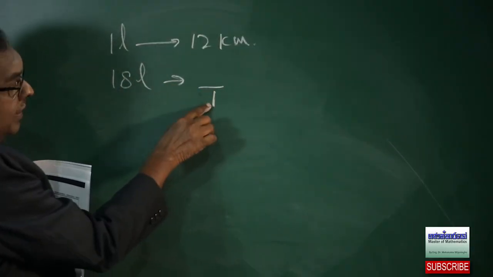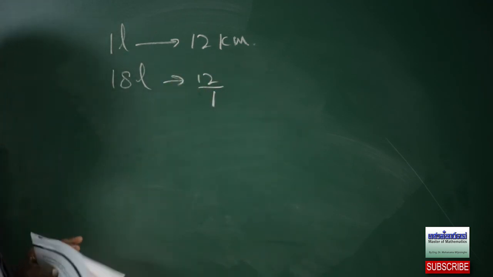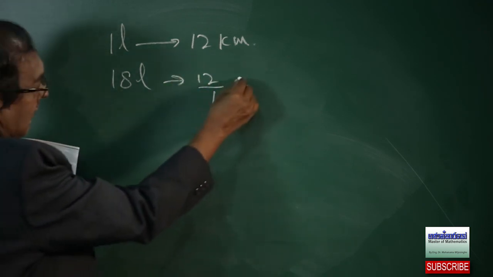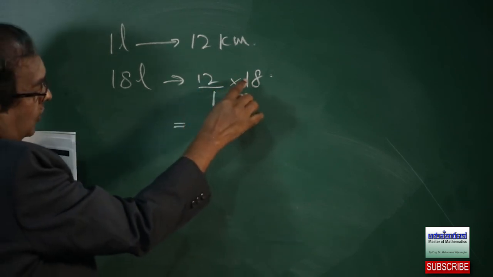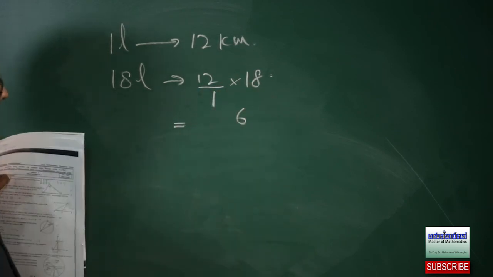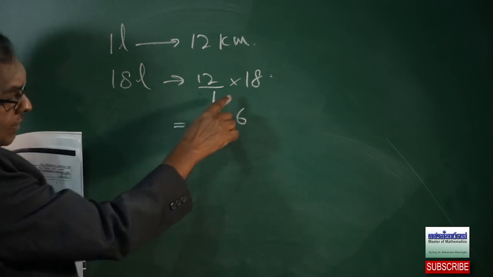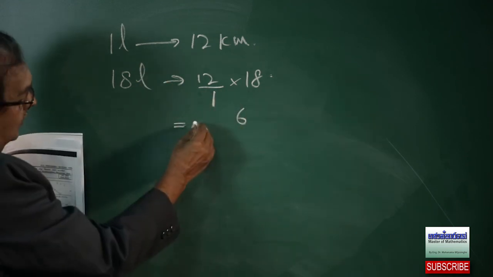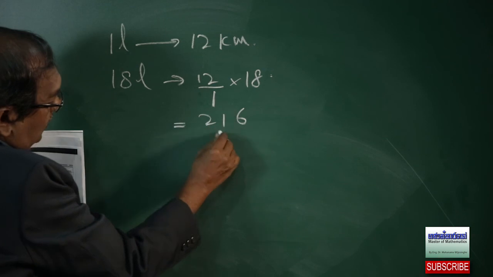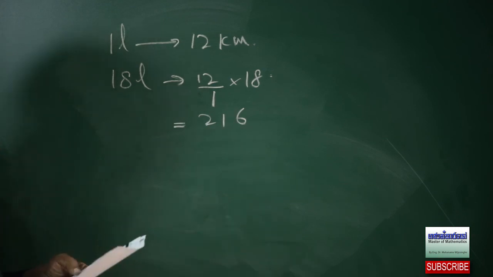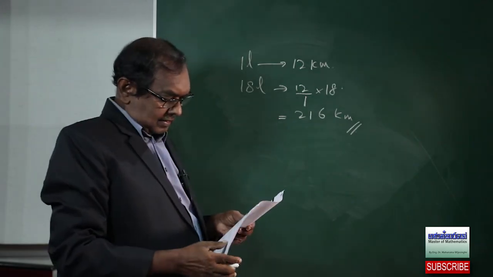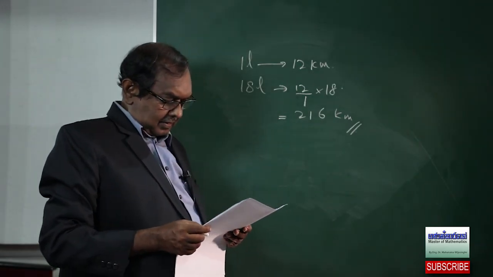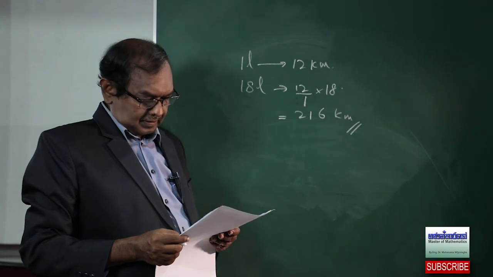For 1 liter, a car can travel 12 kilometers. Then for 18 liters, what is the total amount? 12 into 8 is 96. 12 into 1 is 12, plus 9, 216. This is in kilometers. The total distance the car can travel is 216 kilometers.